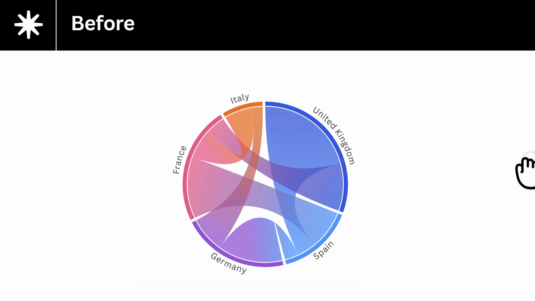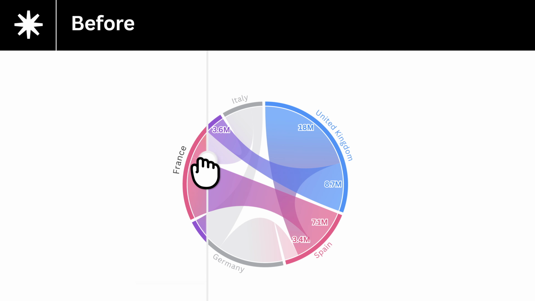Your data is ready, and you've chosen the Flourish template that best matches the story you want to tell. But now comes the hard part. What should the title say? What should you highlight? How do you turn a chart into something that actually communicates an insight?